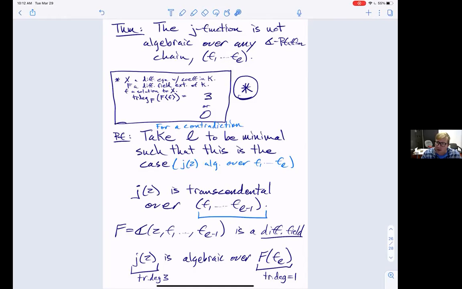Slightly harder to prove is the real analytic version of this. And you can prove that the real and imaginary parts of the J function can't be algebraic over any real Pfaffian chain. And the technique of the argument is really similar, but you just have to be much more careful. And you do have to use carefully the fact that the function whose real and imaginary parts you're taking is C analytic.